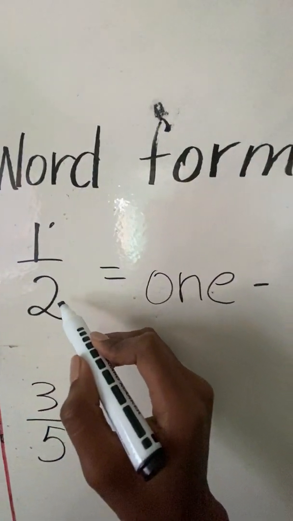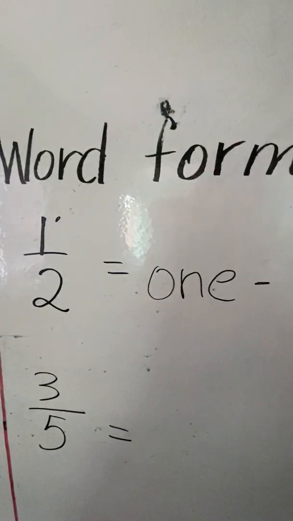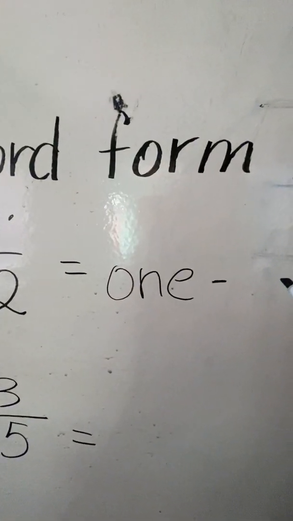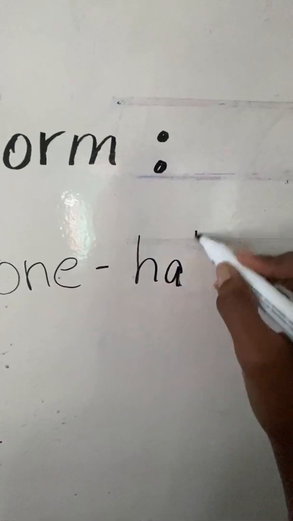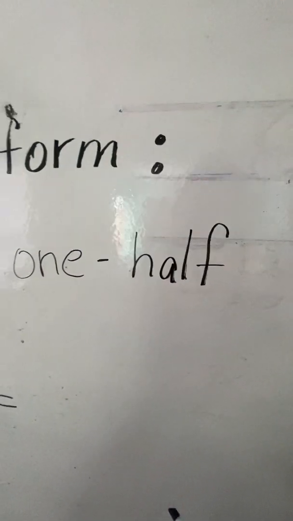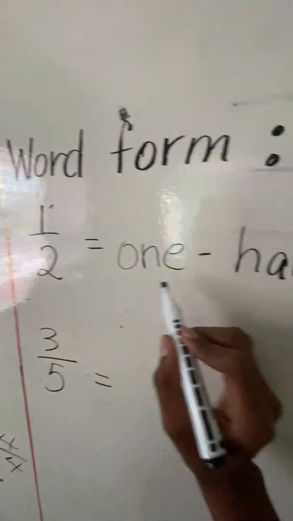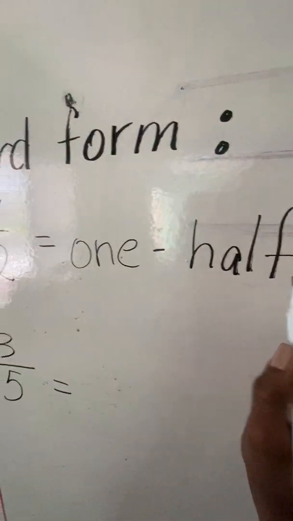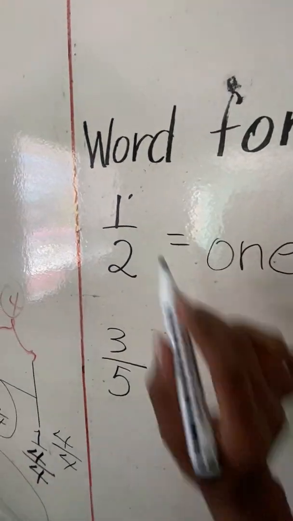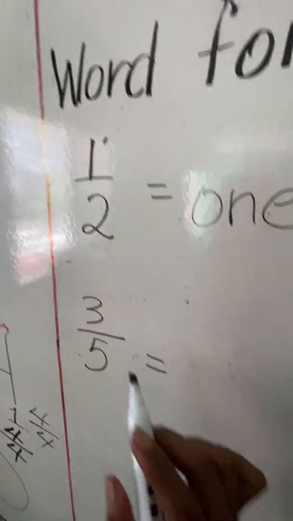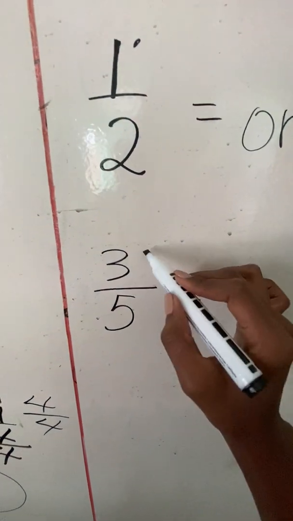But the denominator will not be 2. We will not write one-two. I gave you all a list of all the fractions that you're going to write. So this will be one-half. We're going to write one-half. Now the denominator here will remain the same because we just have one fraction there. Numerator is singular.